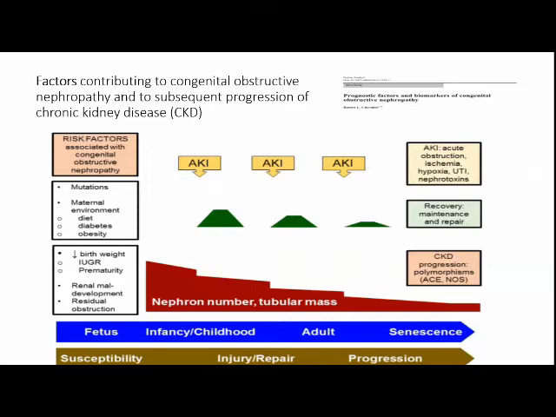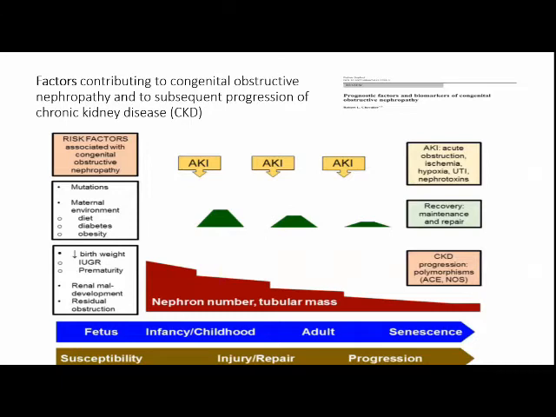So gradually, as age progresses from infancy or childhood to adulthood and old age, the acute kidney injury episodes increase and nephron numbers or tubular mass gradually decrease. Some studies say that even when congenital obstructive uropathy is presented prenatally and relieved postnatally, there is a decreased number of nephrons, and tubular mass gradually decreases as age increases.